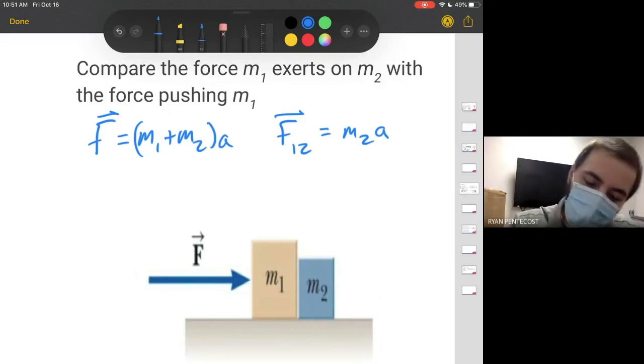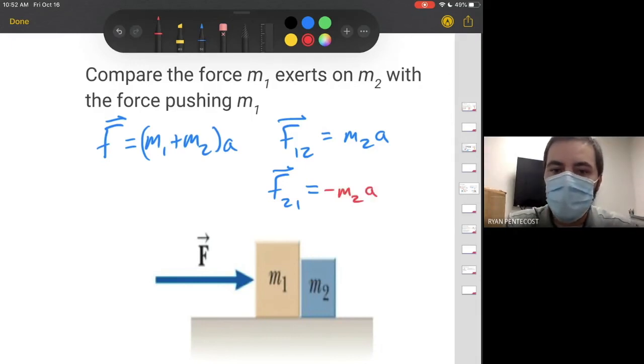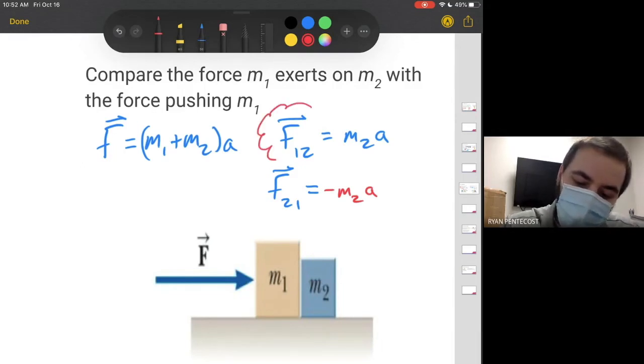And then if we looked at it in the opposite direction, F21, the force that 2 puts on 1, that would be the opposite, right? So then you would have negative M2A, right? Because that is a Newton's third law pair. So this is a common notation that you will run into.